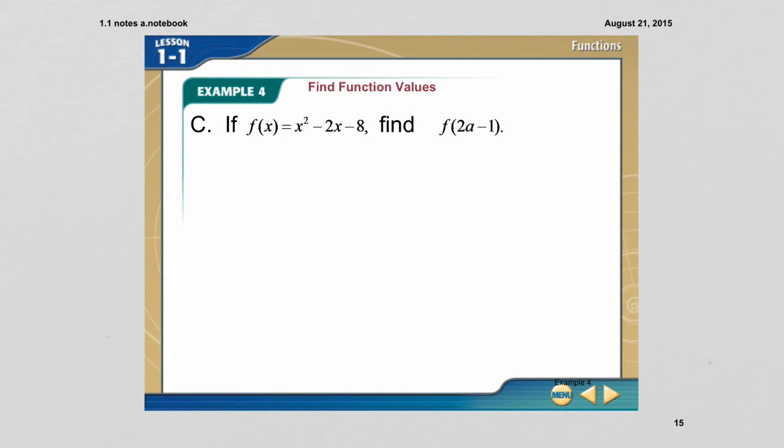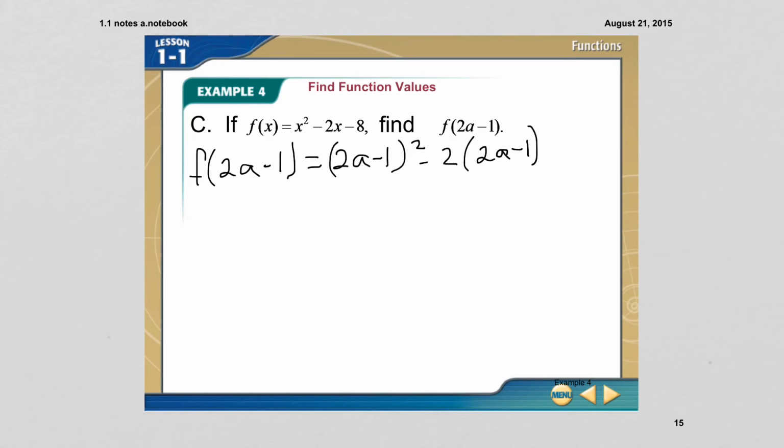Okay, using the same function, this time I'm going to replace x with 2a minus 1. So I've got f of 2a minus 1 equals 2a minus 1 squared minus 2 times 2a minus 1 minus 8. Okay, so that's going to give me 4a squared minus 4a plus 1, and then multiplying through by the negative 2, that's going to give me negative 4a plus 2 minus 8.